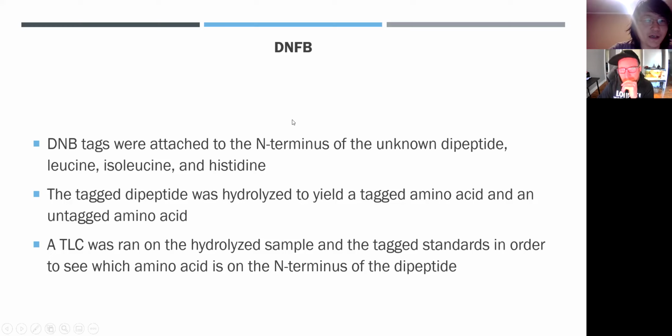And so we reacted DNFB solution with our unknown dipeptide and with standard samples of leucine, isoleucine, and histidine, which gave us DNB tagged versions of all our amino acids. And the dipeptide was hydrolyzed in order to give us our tagged N-terminus amino acid and our untagged C-terminus amino acid. And then all of our amino acids were run on a TLC.